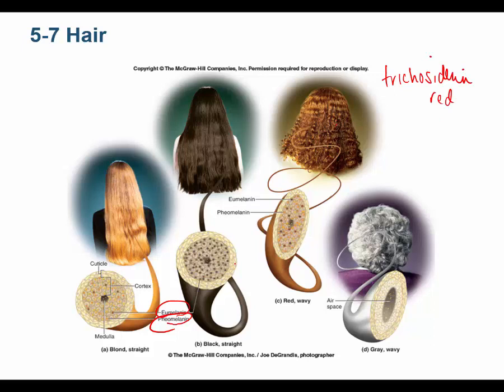So look at the shape of the hair. If you have straight hair, you have a relatively round hair structure. If you have curly or wavy hair, you have an oval hair structure. And when you start losing pigmentation of your hair, you've lost the pigment, plus you have an air space in the medulla in here. So this is the gray or white color that you see in here.